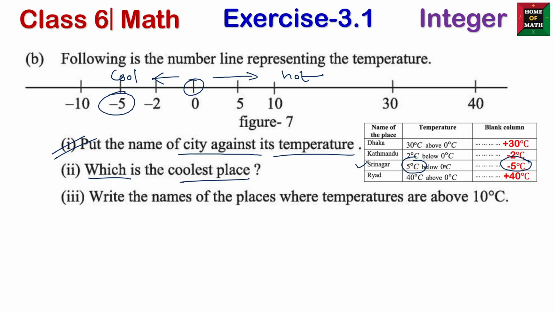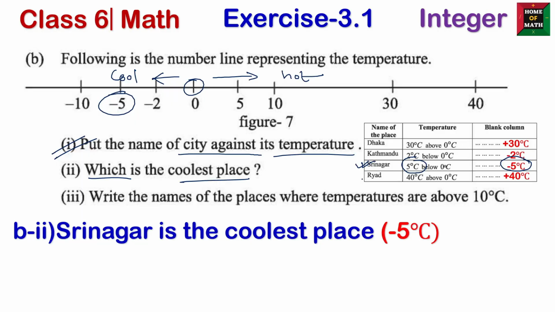So what is the name? Srinagar. So we can write Srinagar is the coolest place because this is minus 5 degree centigrade.